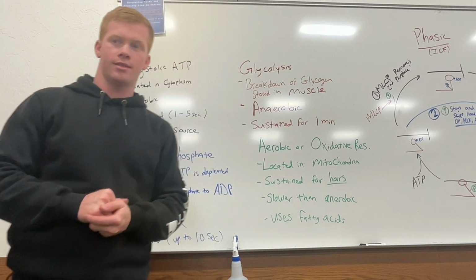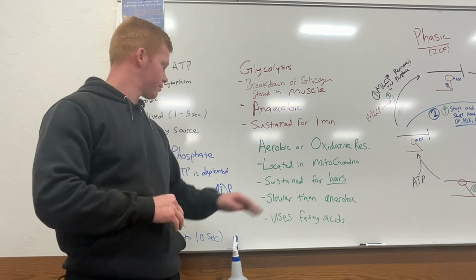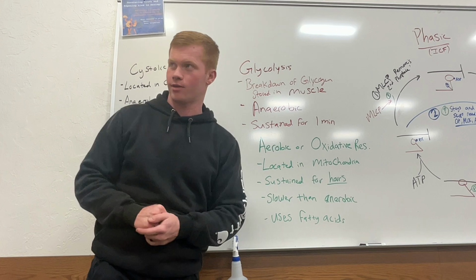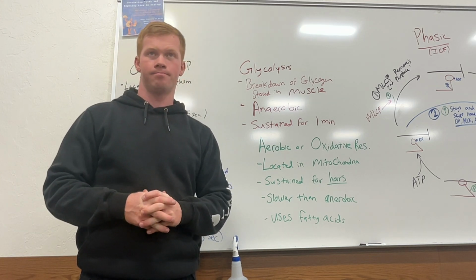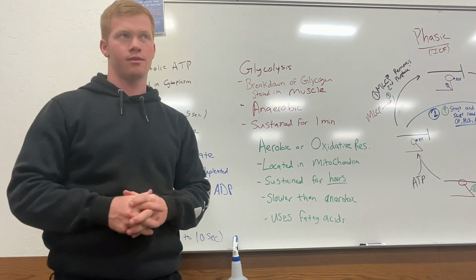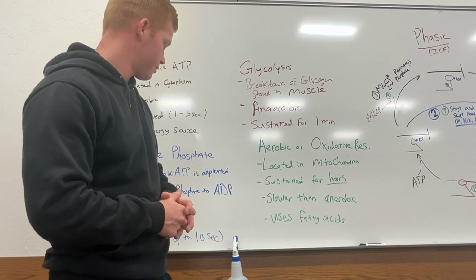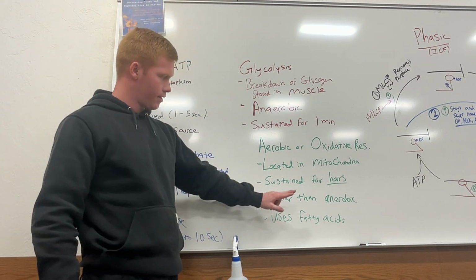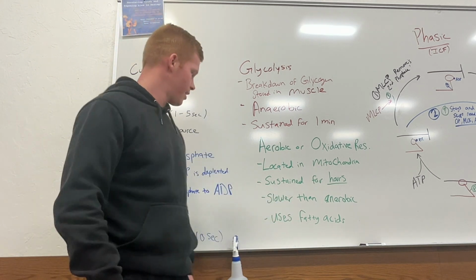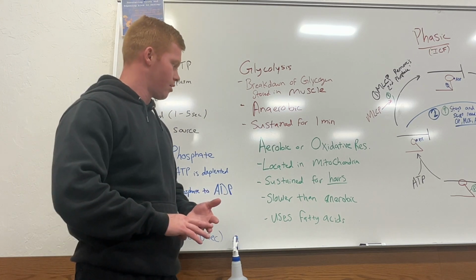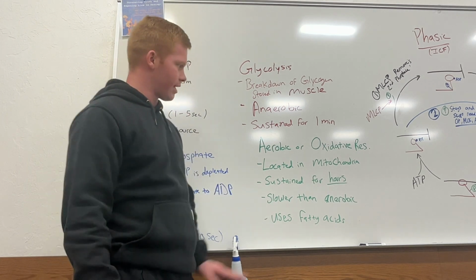The last one we're going to talk about is aerobic, or oxidative respiration, and that one can last for hours. It requires oxygen. It comes from the mitochondria, and it's slower than anaerobic, meaning that it's not meant for super fast, quick movements. It's going to last longer, so it's not going to be depleted as fast. It uses fatty acids.